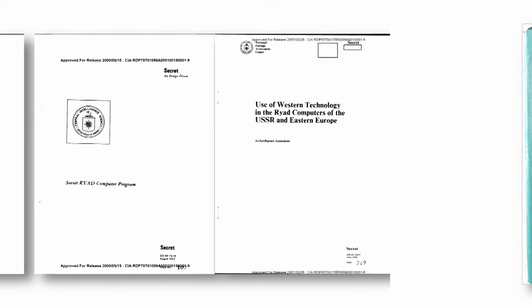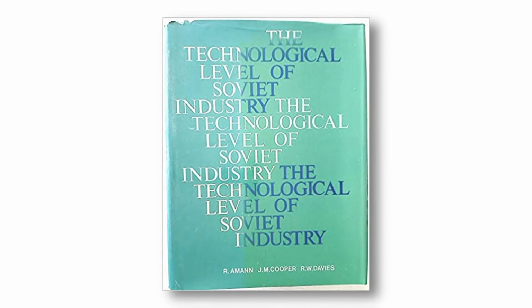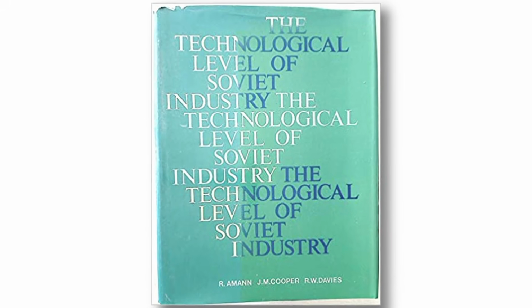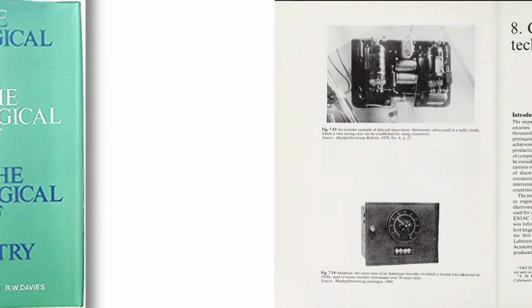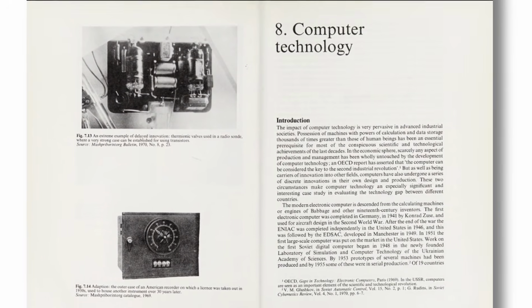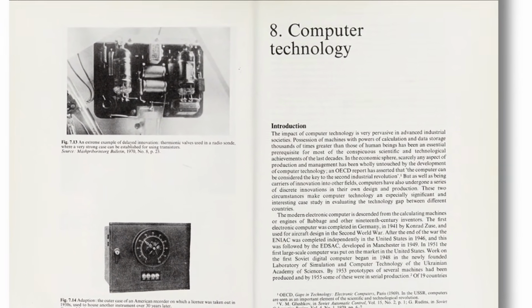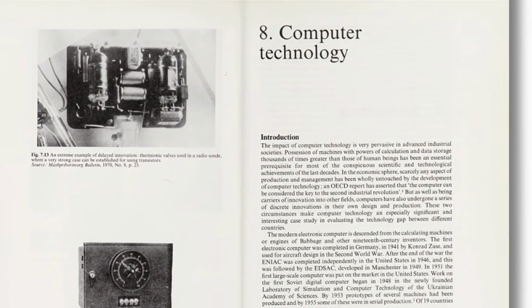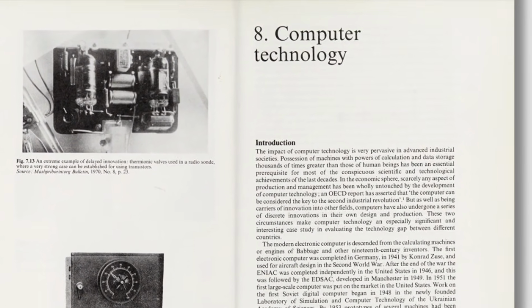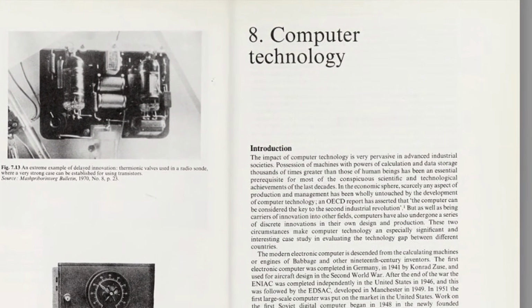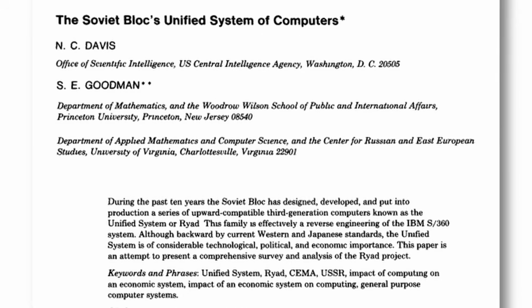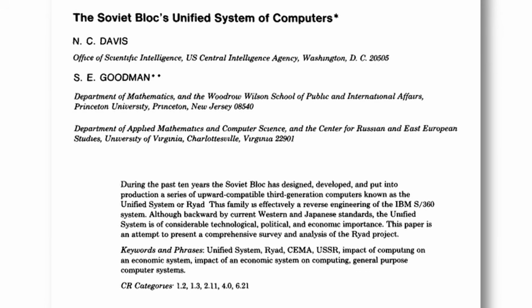I also made use of a book called The Technological Level of Soviet Industry, which was a collection of essays collated and published by Yale in 1977, specifically Chapter 8, Computer Technology, which was written by Martin Cave and contained a number of helpful graphs and tables in addition to a vast amount of summarized details about the history of Soviet computing up to that point. I also found a couple academic papers from that era, most helpfully a paper called The Soviet Bloc's Unified System of Computers, which was published in Computing Surveys in June of 1978.